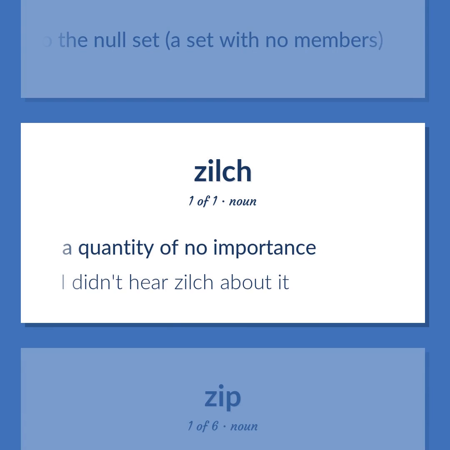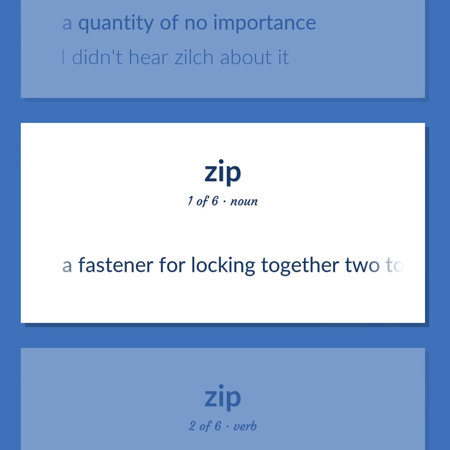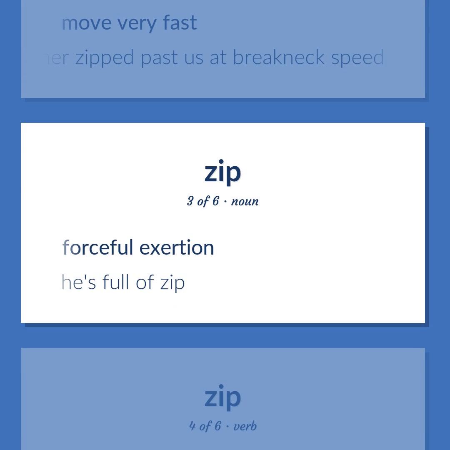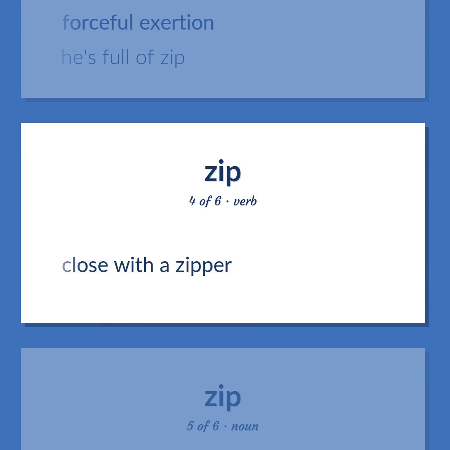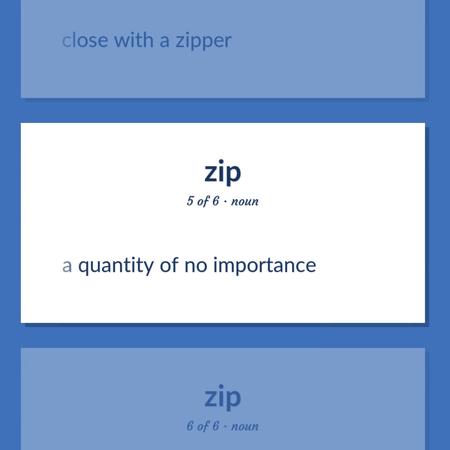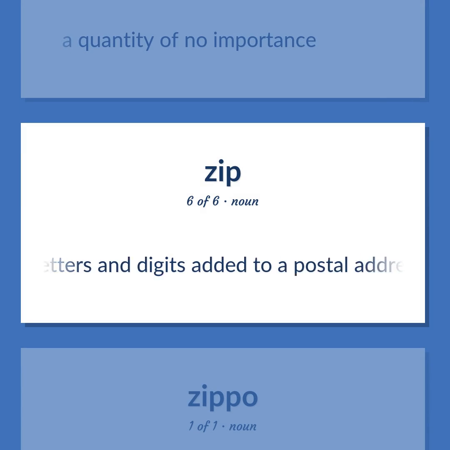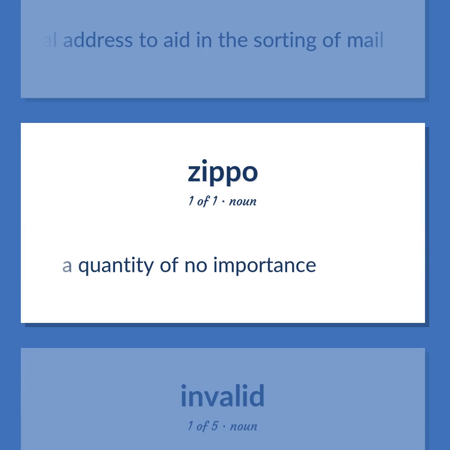A quantity of no importance. I didn't hear zilch about it. A fastener for locking together two toothed edges by means of a sliding tab. Move very fast. The runner zipped past us at breakneck speed. Forceful exertion. He's full of zip. Close with a zipper. A quantity of no importance. A code of letters and digits added to a postal address to aid in the sorting of mail. A quantity of no importance.